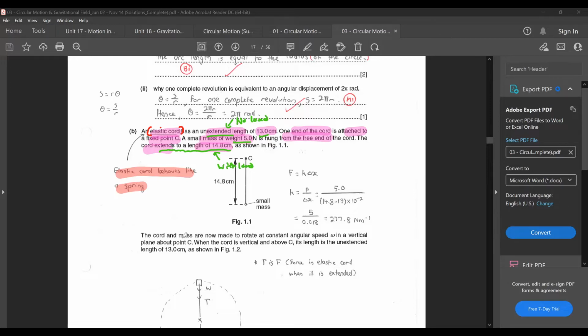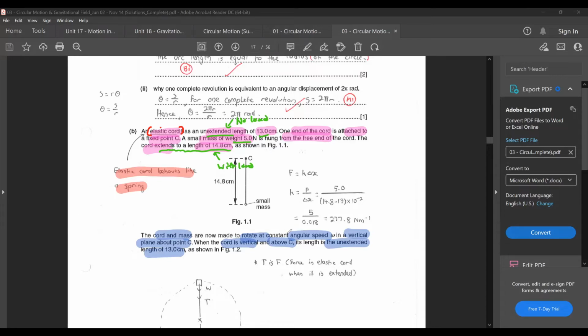Now, the later part of the question mentioned this. The cord and mass are now made to rotate at constant angular speed omega in a vertical plane about point C. When the cord is vertical and above C, its length is the unextended length of 13 centimeter. All right. So one thing to note here is that in the previous lesson, I mentioned to you when something moves in a vertical circle, their speed generally will not be the same. The speed at the bottom will usually be higher than the one at the top.